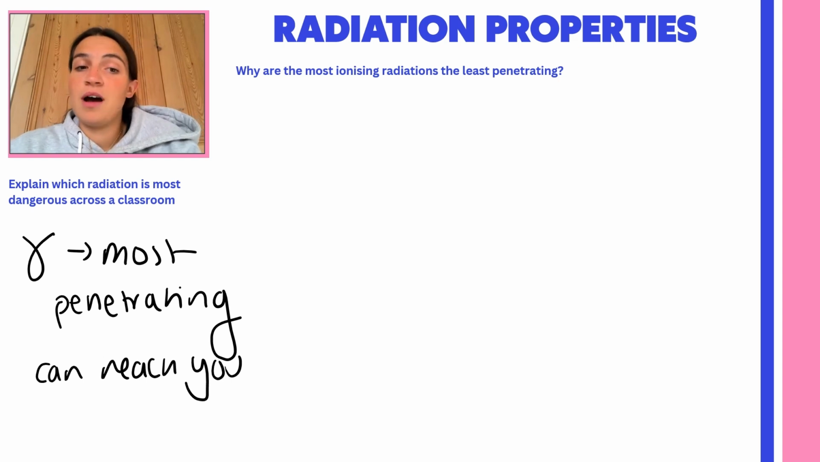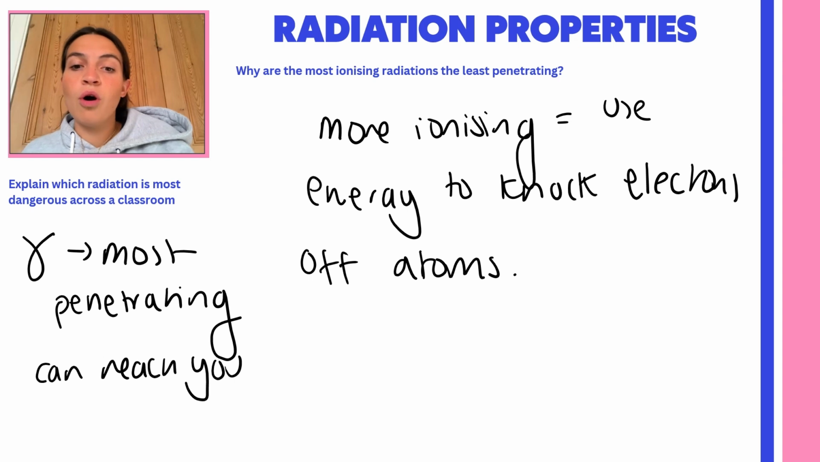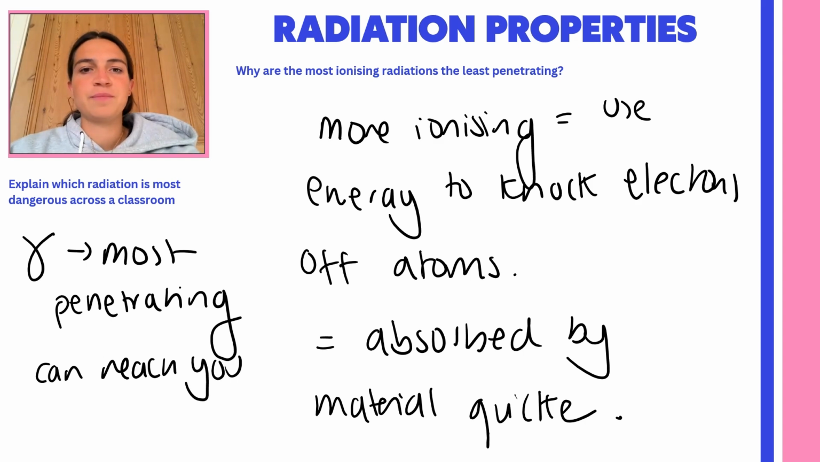Okay, why are the most ionizing radiations the least penetrating? If they're more ionizing, then they're using energy to knock off more electrons, and so they don't make it very far through a material before all that energy is used and they are absorbed into that material. So most ionizing is alpha, then beta, then gamma, which means the opposite for penetrating. Most penetrating is gamma, then beta, then alpha.